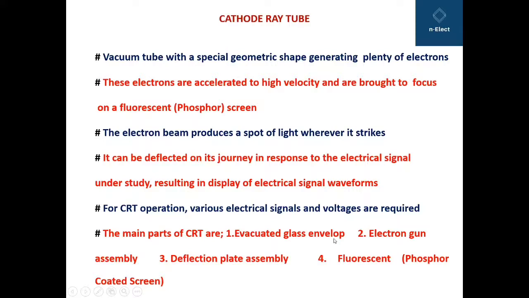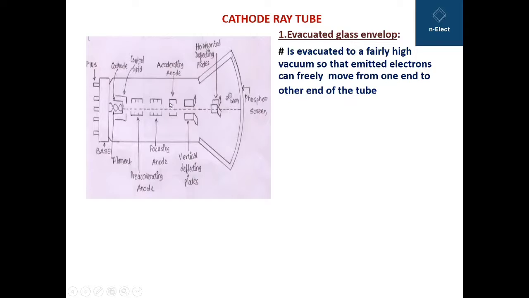For CRT operation, various electrical signals and voltages are required, and the main parts of the CRT are the evacuated glass envelope, electron gun assembly, deflection plate assembly, and fluorescent or phosphor-coated screen. Here you can see the diagram of the CRT, within which the total assembly is available for focusing the electron beam onto the screen. First of all, we will see this diagram part-wise.